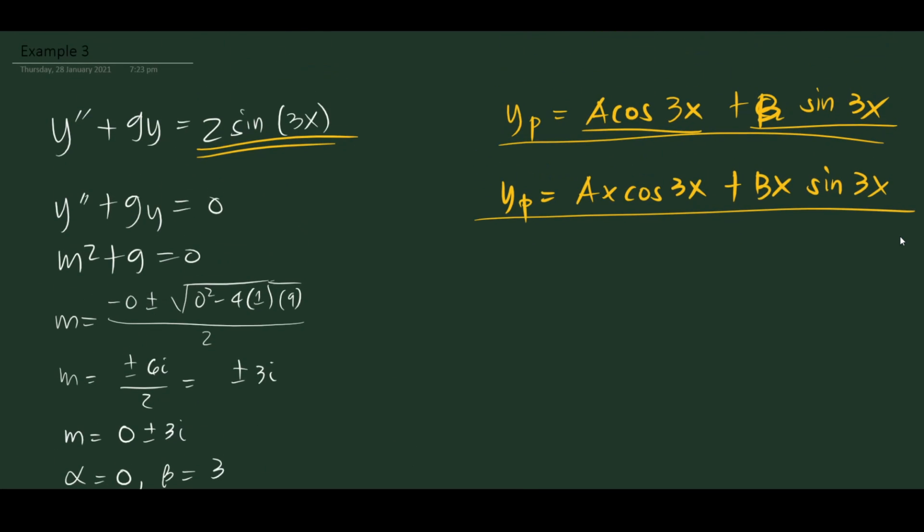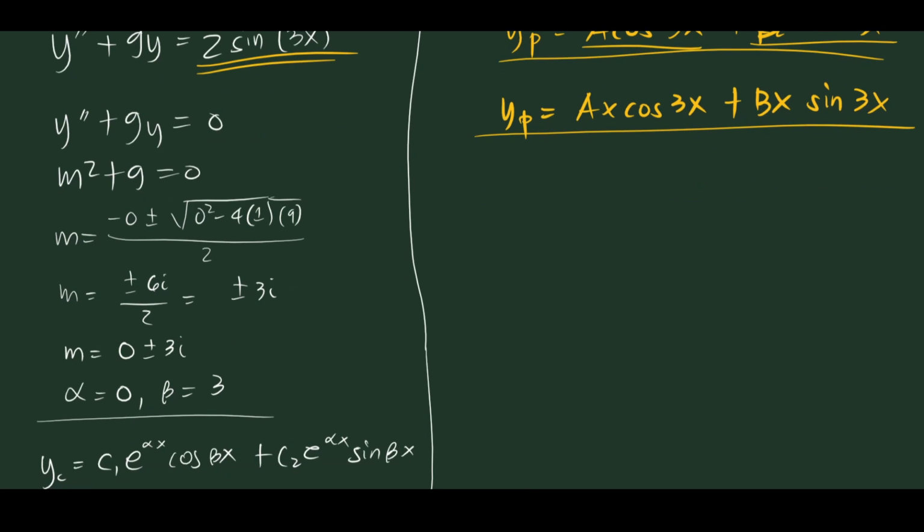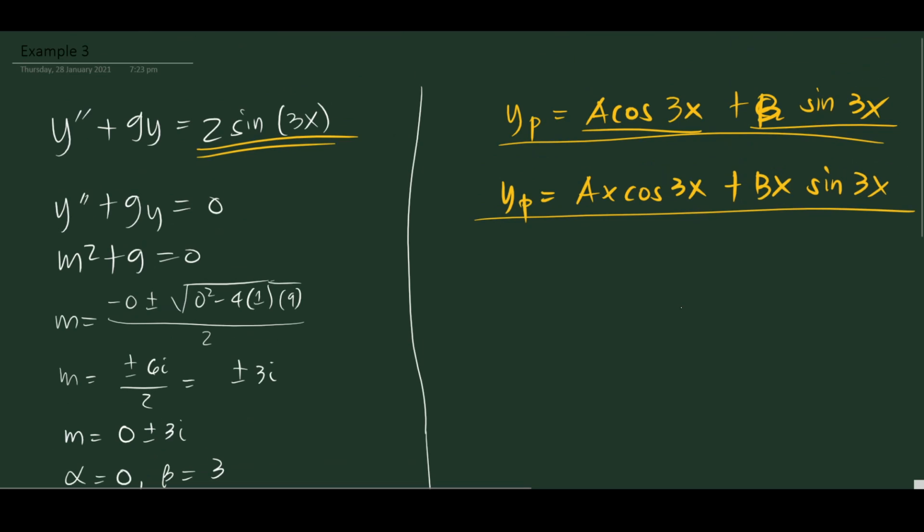Okay, so it's now time to substitute this yp into the original equation, right? So we need to get its second derivative. Now I will no longer be showing how to get the second derivative because I'm sure you already know how to do that. So I'm just going to write out the answer here. So y double prime p plus 9y is equal to 6a cosine 3x minus 6b sine 3x.